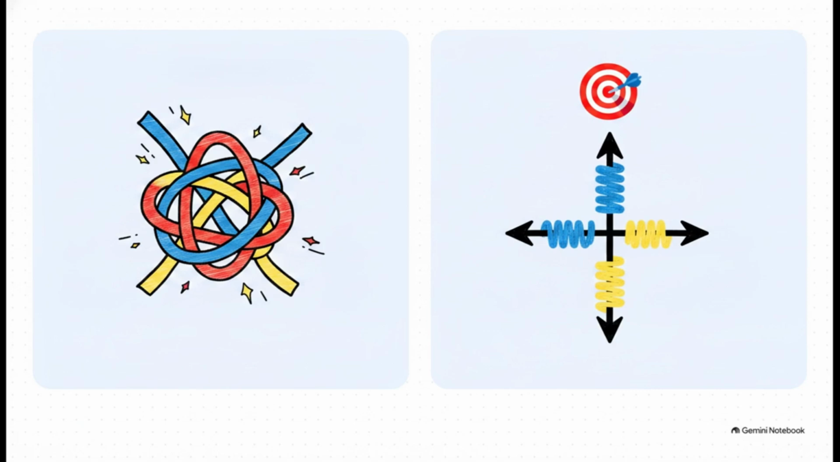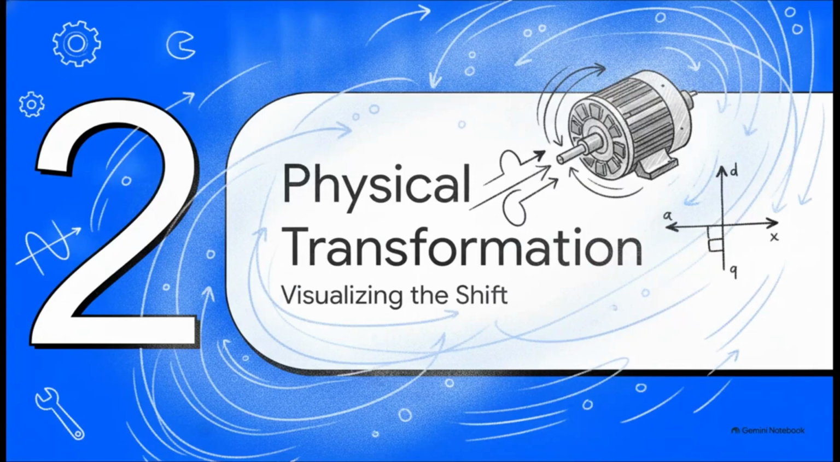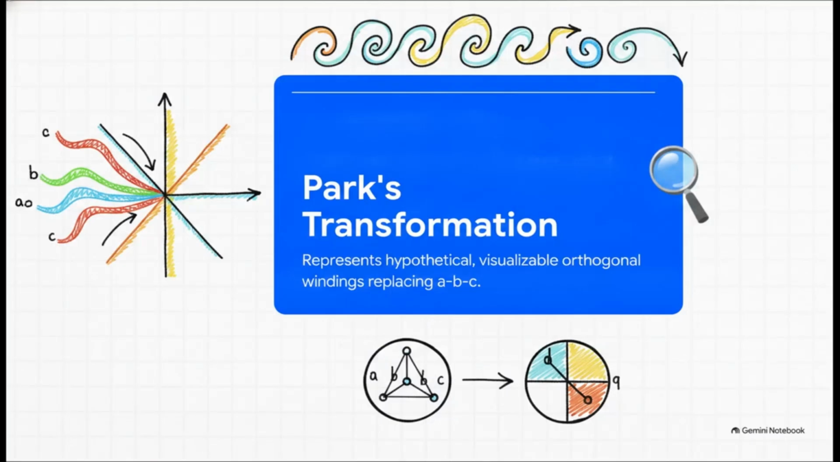By the end of this explainer, you'll see exactly how these orthogonal DQ axes give a simplified and, most importantly, totally independent control. Moving right along to Section 2, a physical transformation approach. Now, I know most of you have encountered Park's transformation in earlier circuits classes. You probably remember it as this dry, purely mathematical matrix operation. But I want you to completely shift your perspective today.